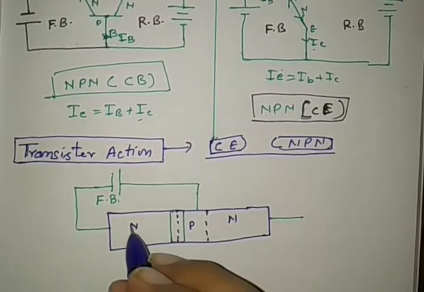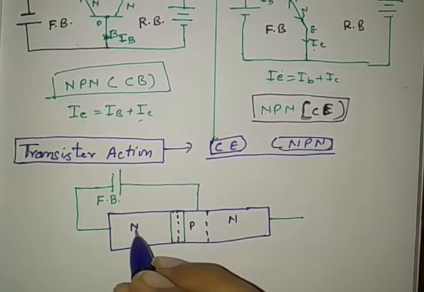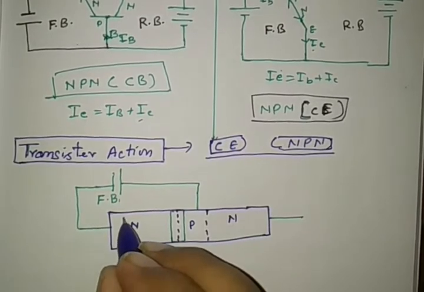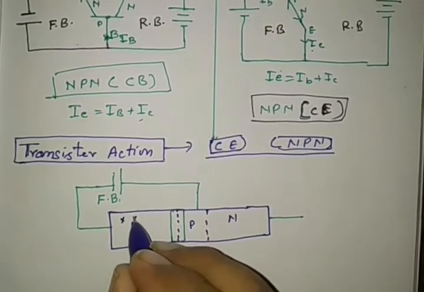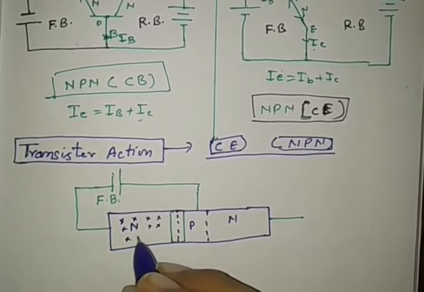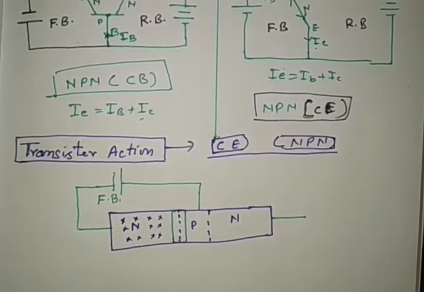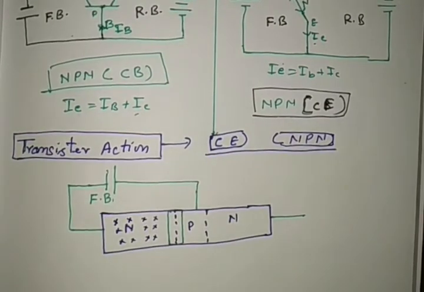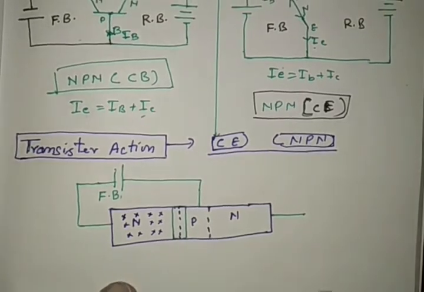We know that in an N-type semiconductor, the majority charge carriers are electrons. These electrons are represented here in this circuit. See the diagram very carefully, right?